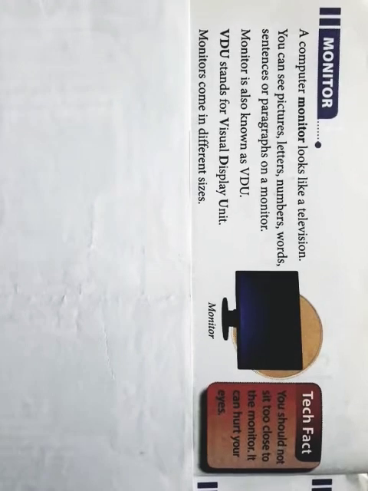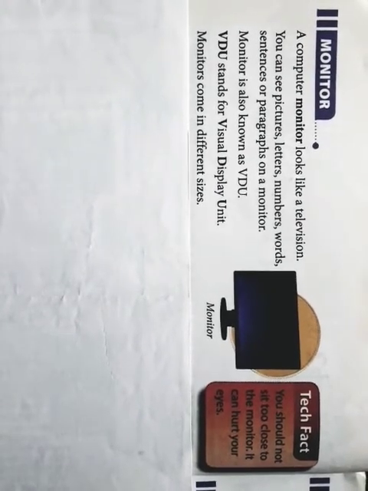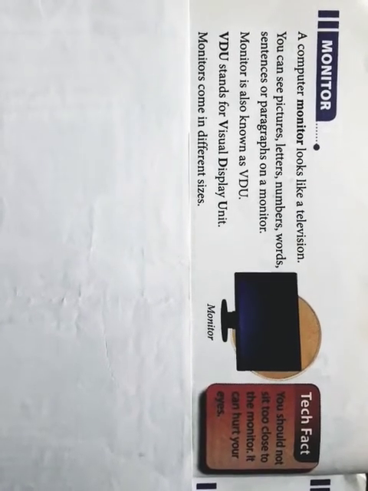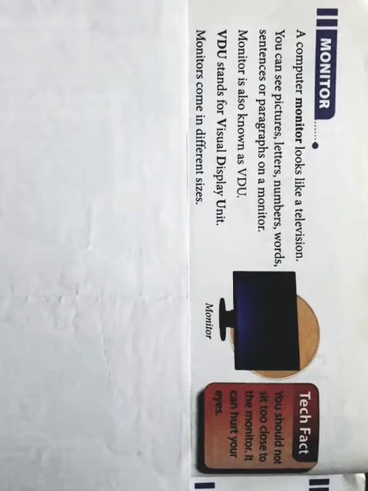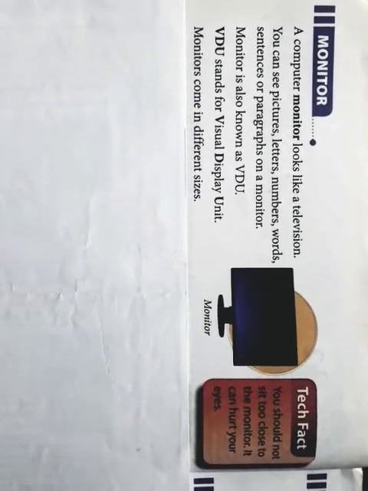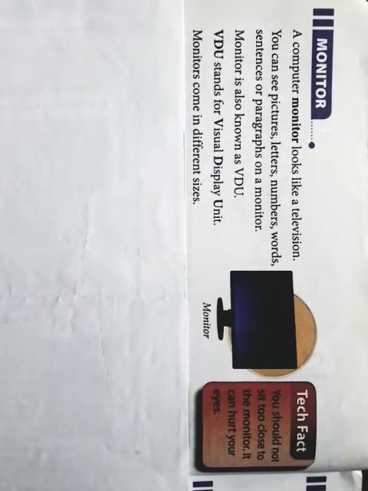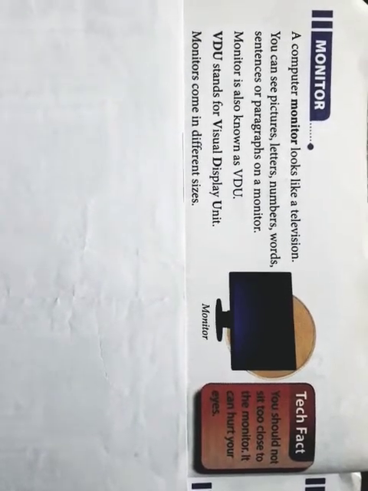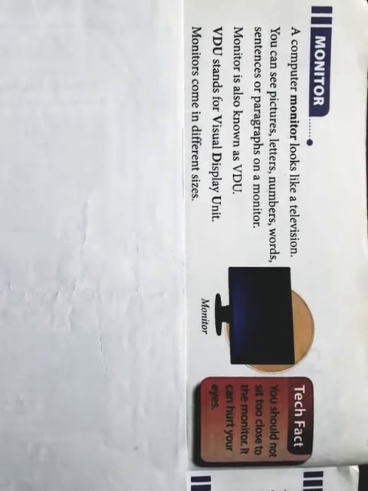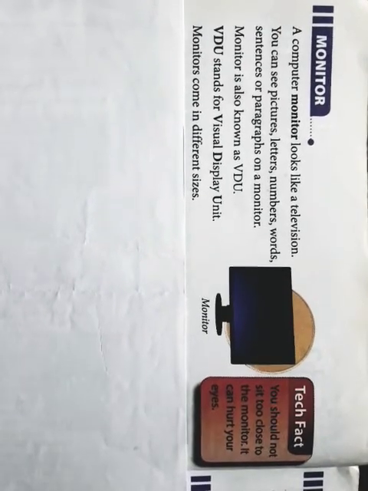You can see pictures, letters, numbers, words, sentences or paragraphs on a monitor. So dear students, while painting anything or drawing any picture on paint, you can see it on the monitor. While typing, you can see the letters, numbers, words, sentences or paragraphs.